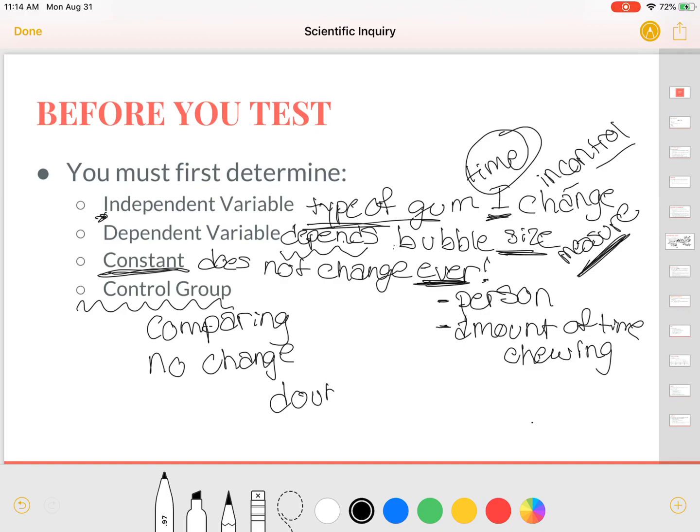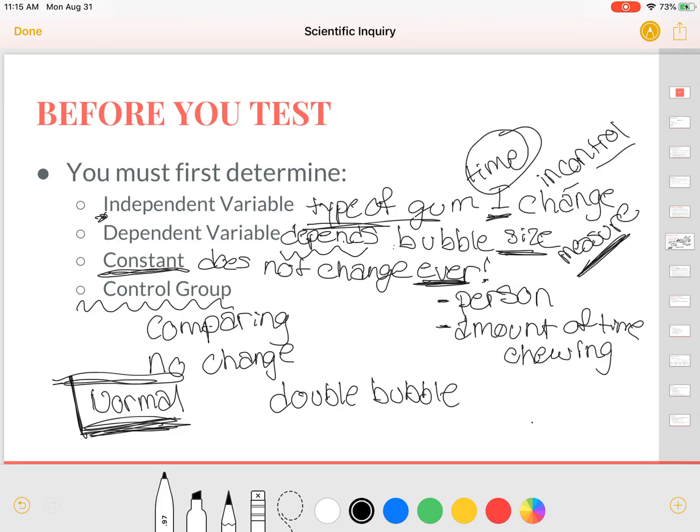Say we're comparing everything to Double Bubble because it says it's the best, but we need to see. So we're going to compare everything to Double Bubble, because that's the normal one. Your control group is what you compare things to; there's no change. It's the normal. Remember that your control group is the normal group, the one that you are not changing.